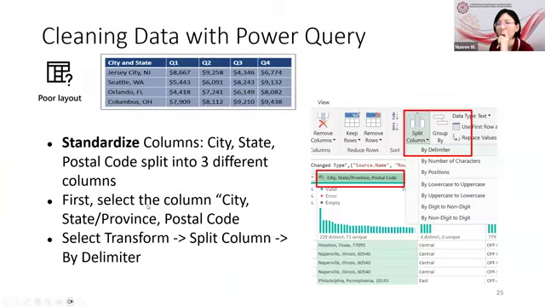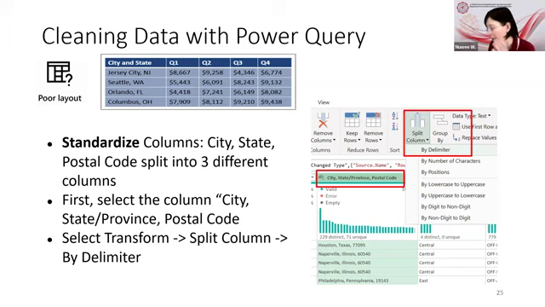Now, what do we do next? We want to standardize the columns city, state, and postal code. Because right now they're in the same column, but you probably have some experience, right? When you want to analyze something, you may want to analyze separately how many sales transactions come from this city or how many transactions come from this state. If we have city, state, and postal code in one column, it's too difficult to do analysis like that. So first we need to standardize.